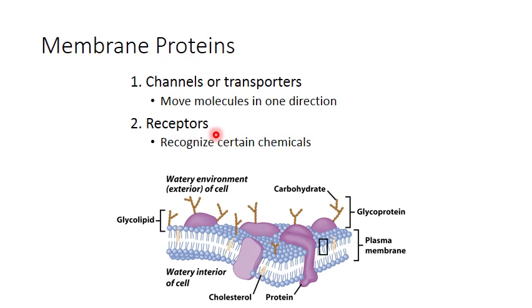Then receptors recognize certain chemicals. So a receptor can only work with certain molecules going through. If it's made for glucose, it cannot take ribose. They have a similar function. They both move molecules in one direction. What's the difference? There's a size difference. Well, I think I have a picture of it here in a little bit. The receptors recognize certain chemicals.